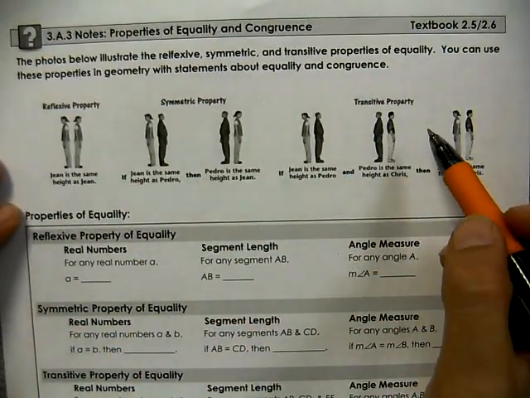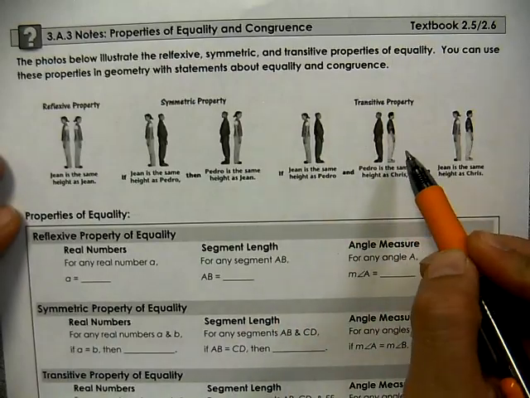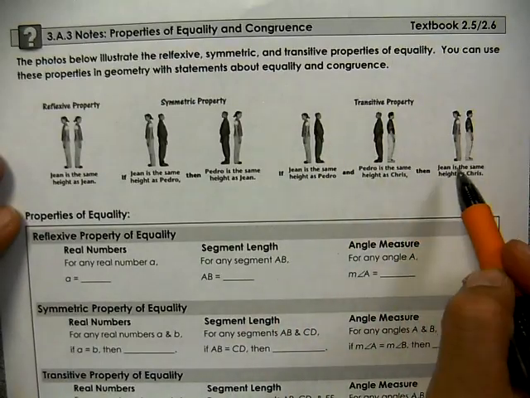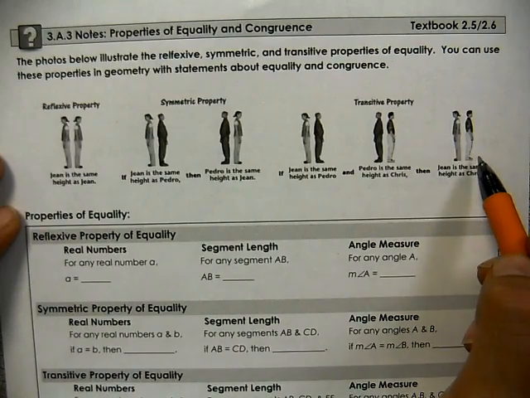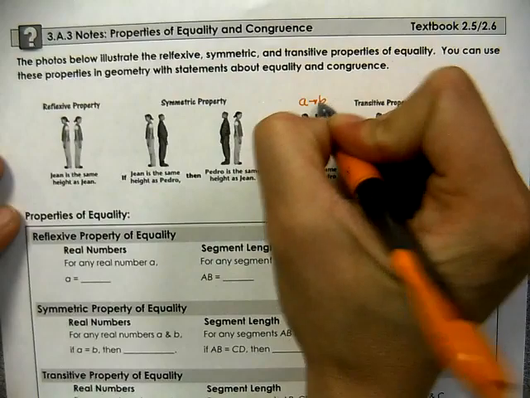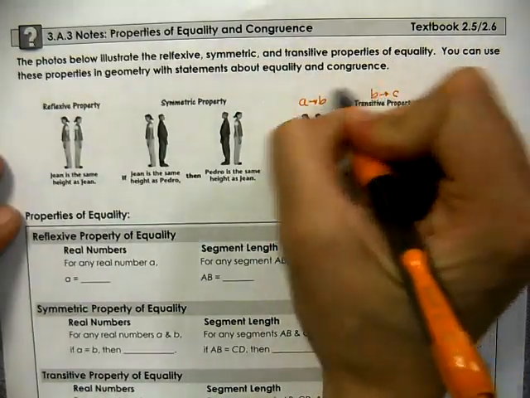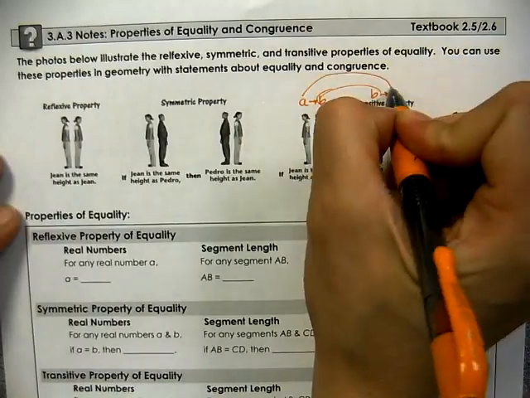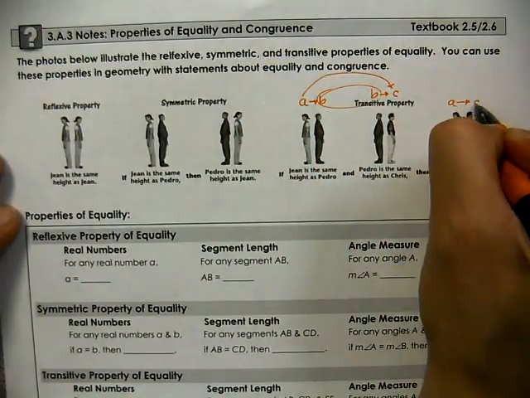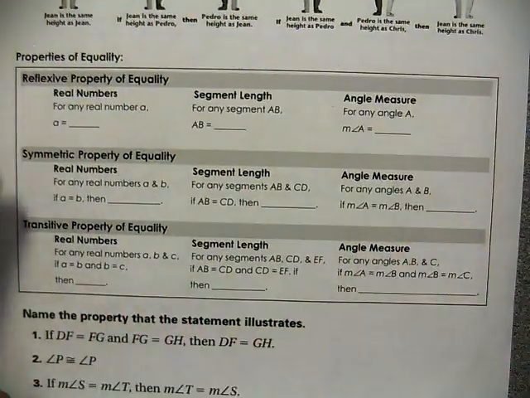And then transitive property will say, okay, if Jean and Pedro are the same height, and Pedro is the same height as Chris, then Jean must also be the same height as Chris. So it's kind of like, if A implies B and B implies C, then I can skip that middle guy, that connector, and go right from A to C. A would imply C. So let me show you what that looks like here.